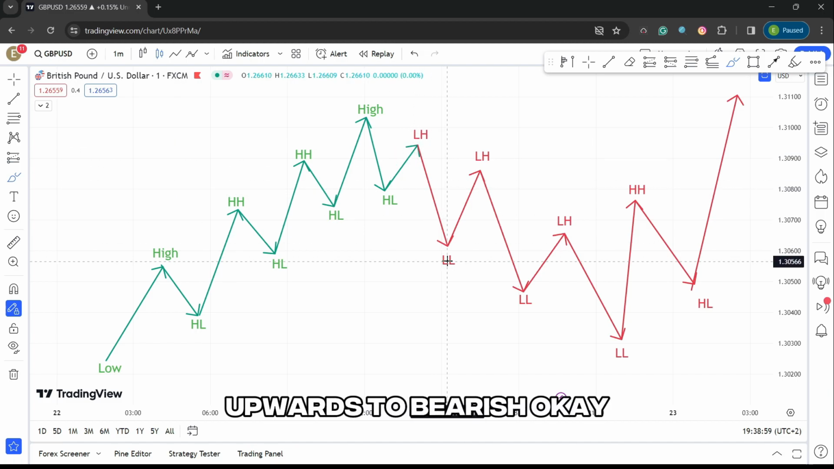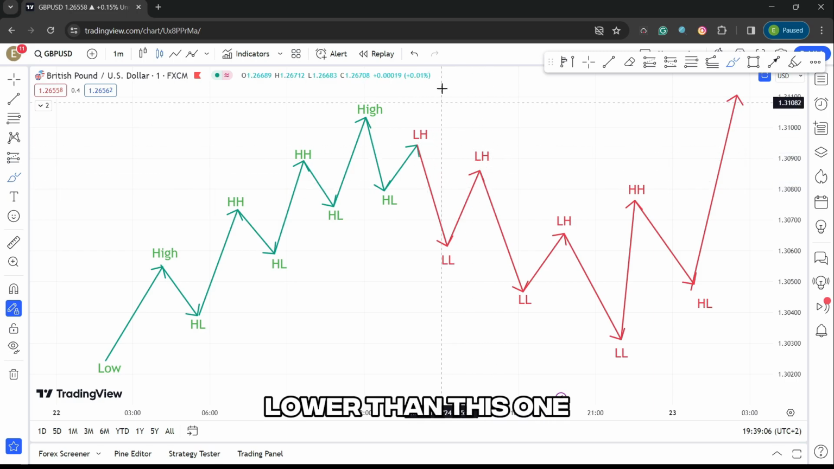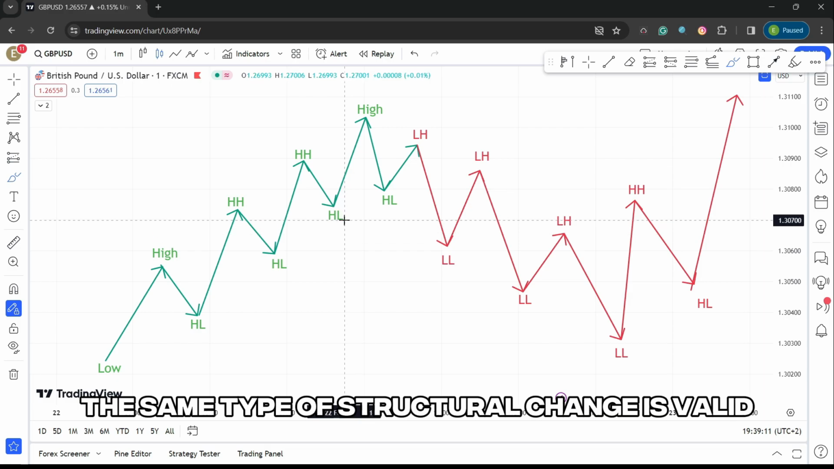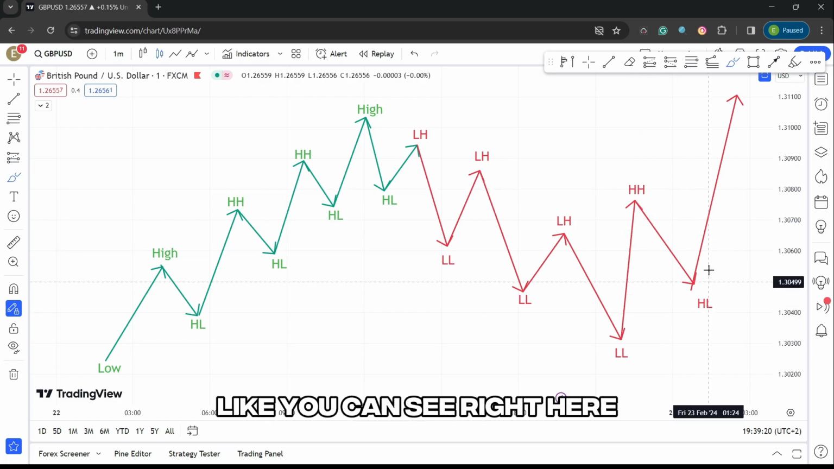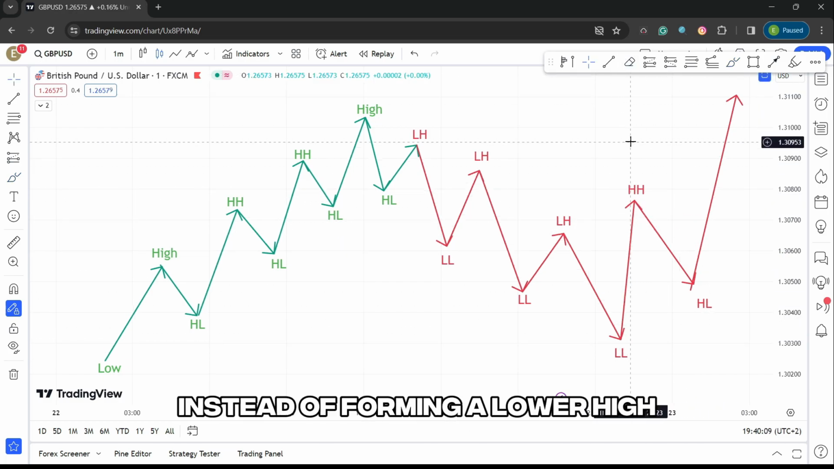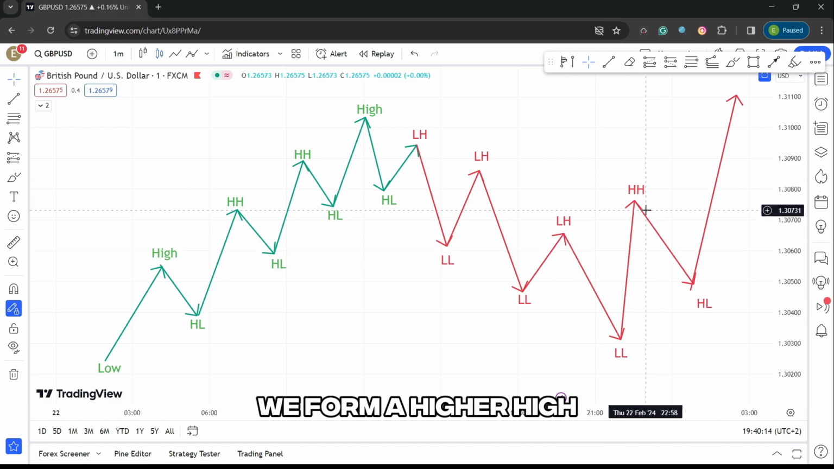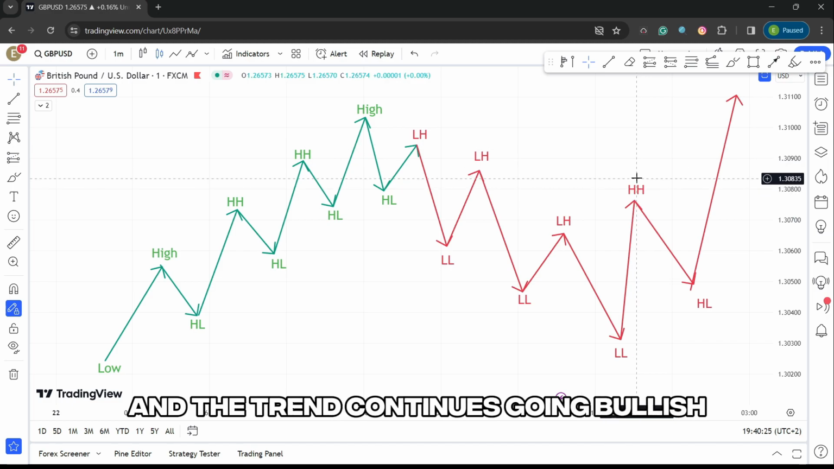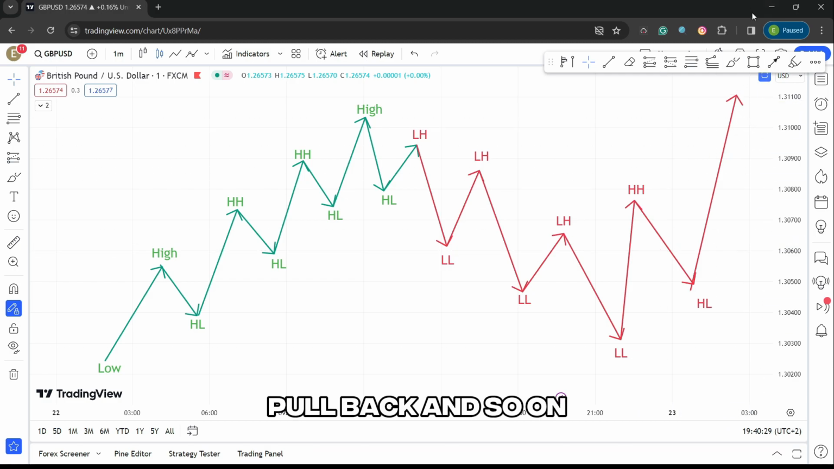upwards to bearish. Okay, the moment we start to make a lower high, which is a point lower than this one, our trend will continue going lower. The same type of structural change is valid when a trend changes from bearish to bullish, like you can see right here. So instead of forming a lower high like you see here, we form a higher high because it's higher than this one, and the trend continues going bullish. Higher high, higher low, higher high, pullback, and so on.